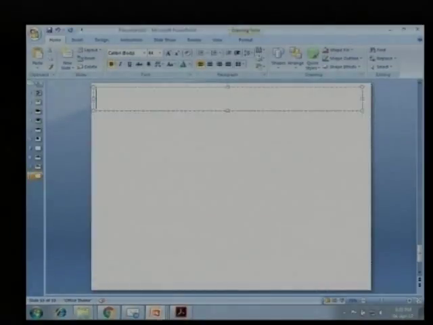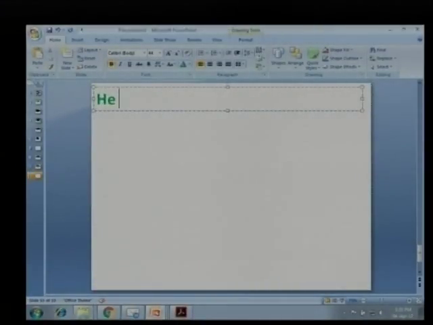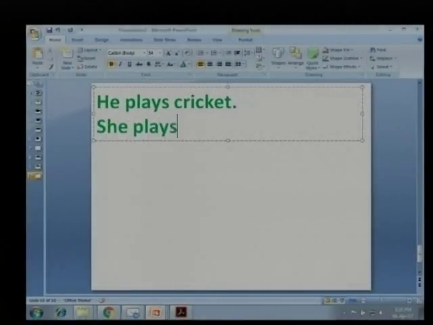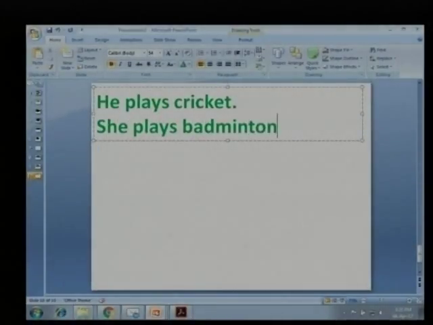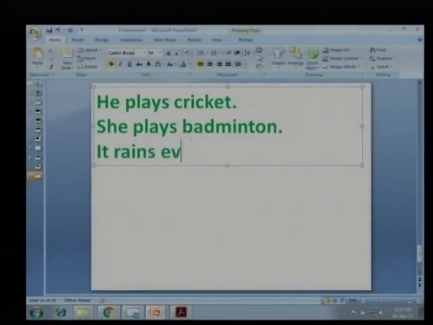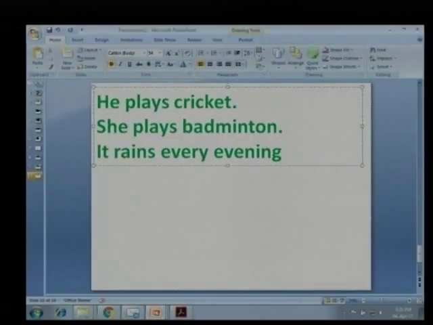Alright, so let's begin. He plays cricket. Let me increase the size, okay. He plays cricket. She plays badminton. It rains every evening.